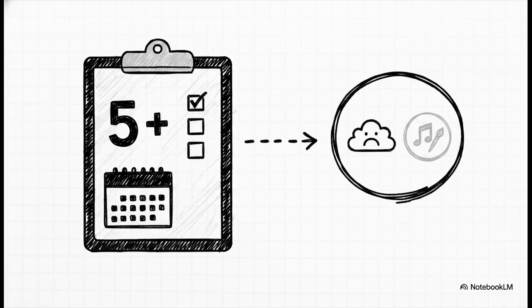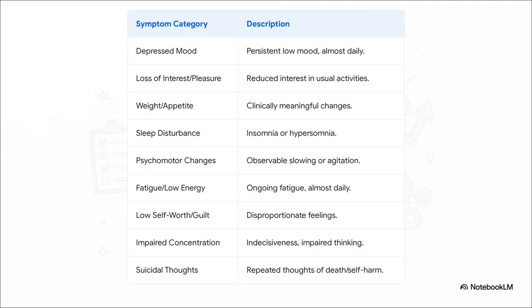Now, the official diagnostic criteria are very specific. You don't just need to feel down. To diagnose a major depressive episode, a person has to have 5 or more specific symptoms, all happening within the same 2-week window. And here's the crucial part. At least one of those symptoms has to be either that depressed mood or the loss of interest we just talked about.